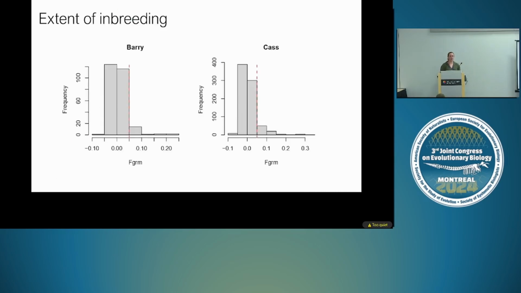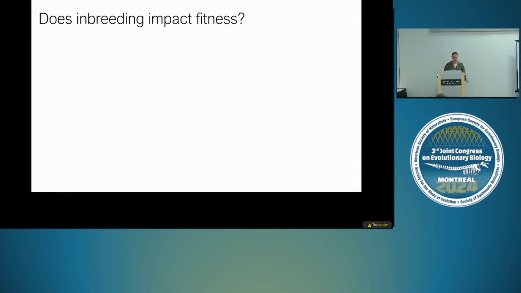In general, we see that there are a fairly reasonable proportion of each population that show elevated inbreeding. Generally, anything above 0.05 to 0.1 is considered inbred. And so the big question here was, does this amount of inbreeding impact fitness?